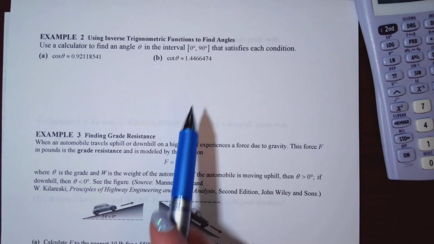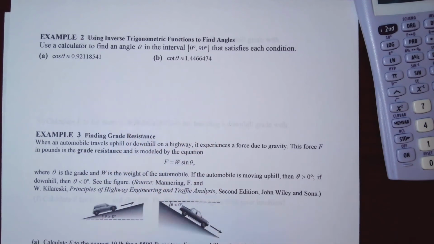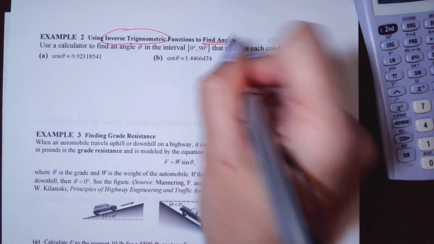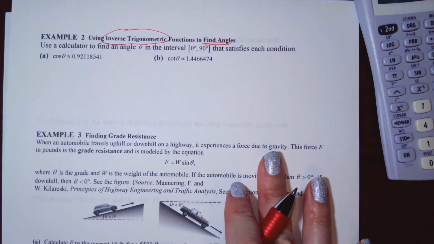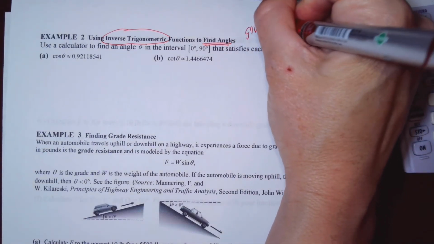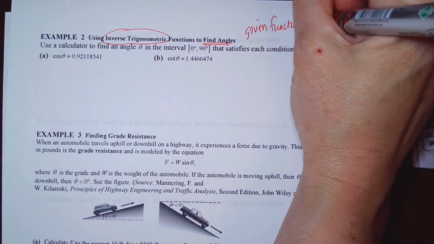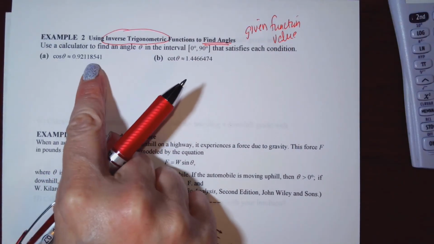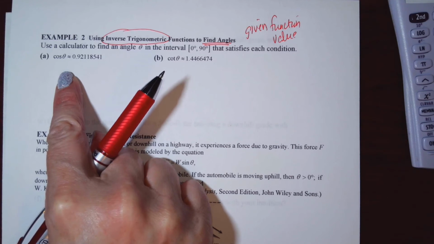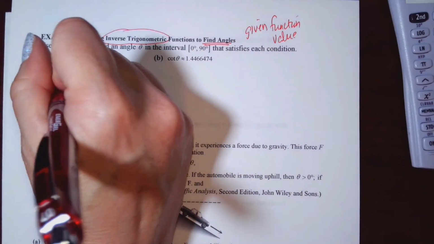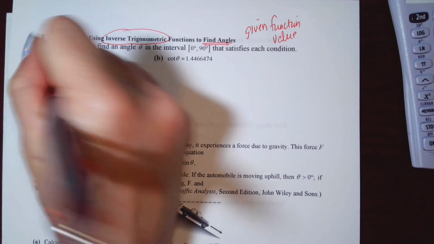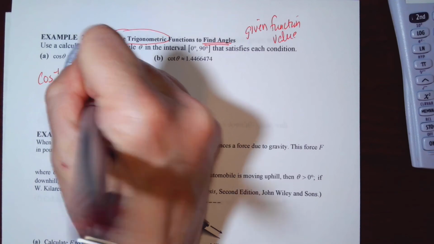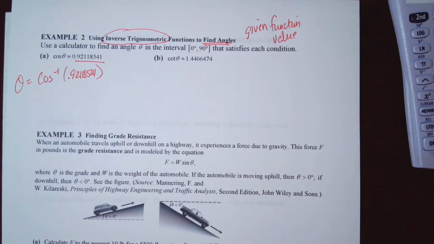Now we are using inverse trig functions to find the angle. That's the purpose for my inverse function button. If I'm finding the inverse function, I'm finding the angle given a function value. So my domain and range have switched places. Now I know the value of cosine. I need to know the value of theta. So I'm going to be using cosine inverse of this value and it's going to give me the angle theta.